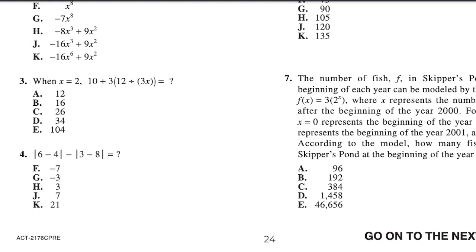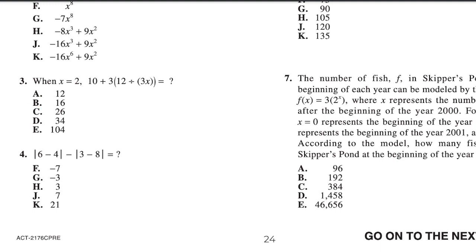When x equals 2, what does this equation equal? Plug in 2 here. So this is 12 divided by what? 6 is 2. So it's 3 times 2 is 6. So it's 10 plus 6 is 16. Number 3 is B.